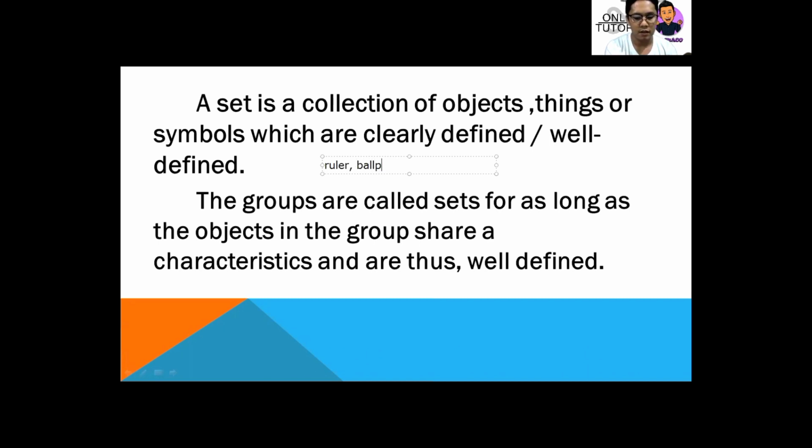ball pen, a notebook. So this is a set. Since these three objects share a common characteristic, they are all school supplies. Okay, so this is the set of school supplies.